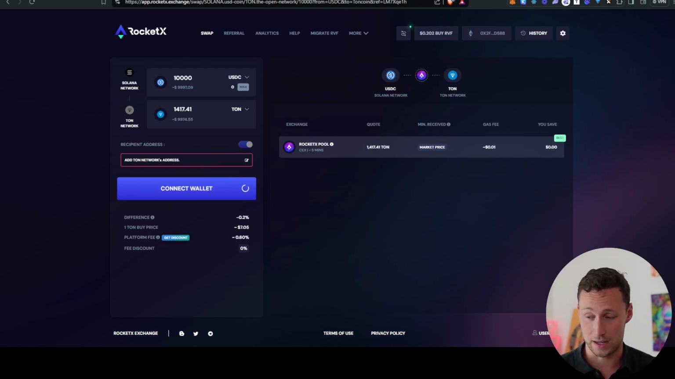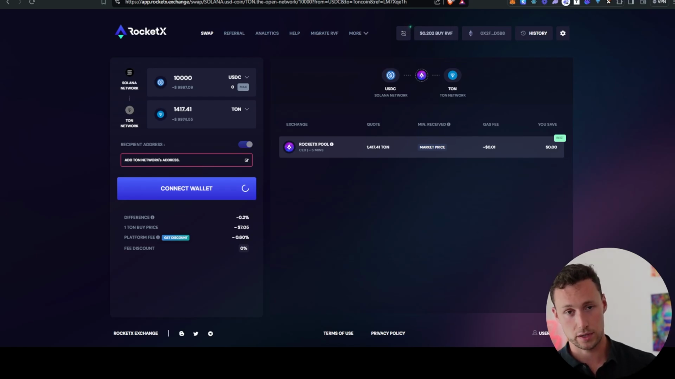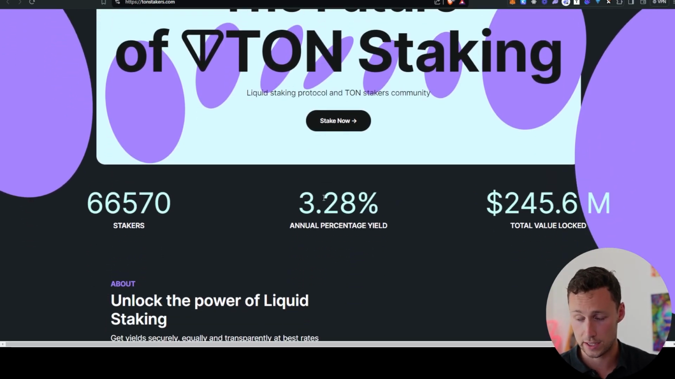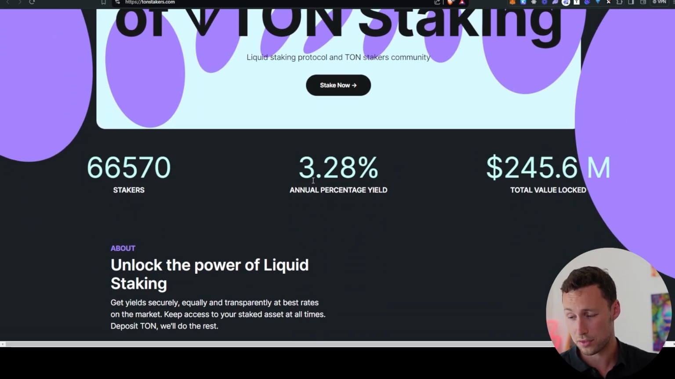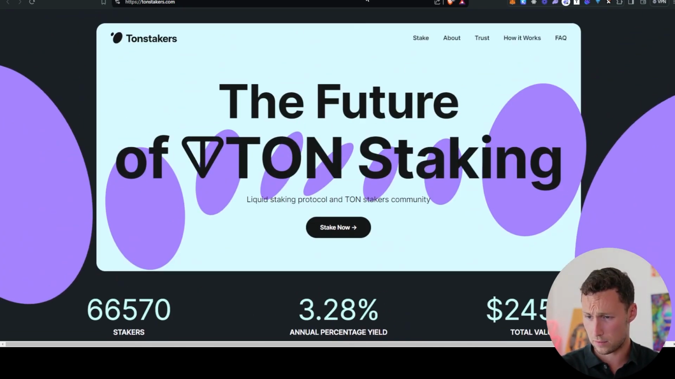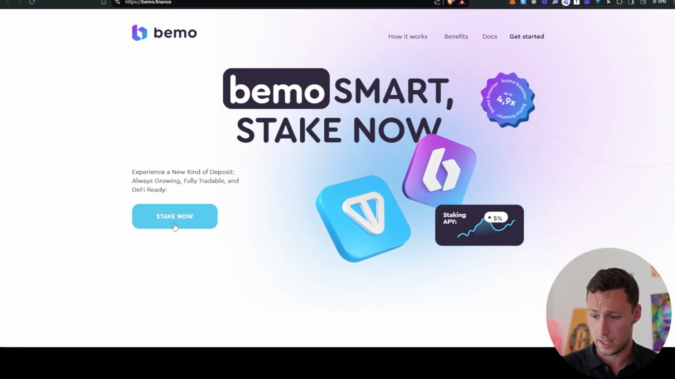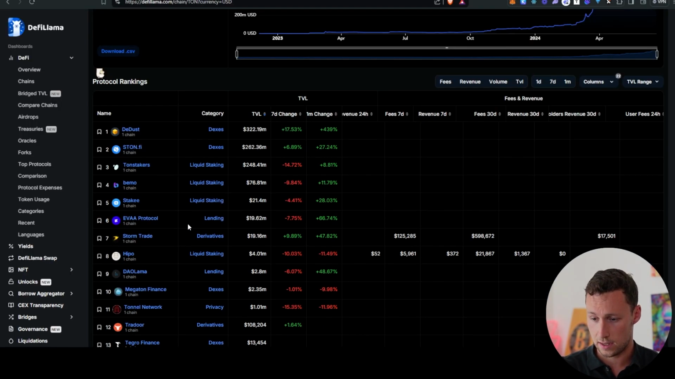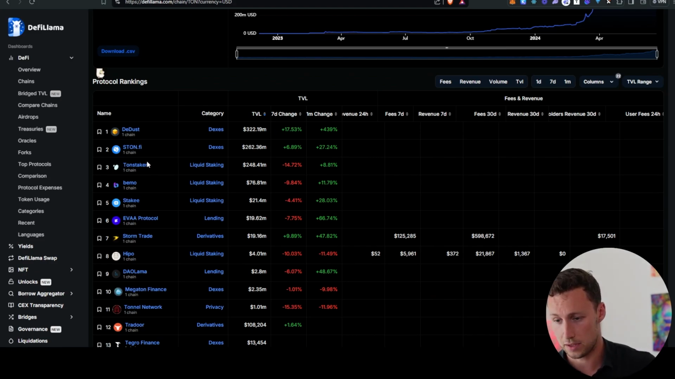And once you're on the network, there's a number of good DeFi applications that you can use. And I would say at this point, basically all of the core primitives are on Ton. First off, there's liquid staking. So if you're just holding Ton and you want to earn some yield, you can earn about 3% yield by liquid staking it. The two leading liquid staking platforms right now are Ton Stakers and BMO. Both of these are pretty good. If you look at the comparison in their total value locked, Ton Stakers is quite a bit bigger. However, BMO also has over $70 million deposited.